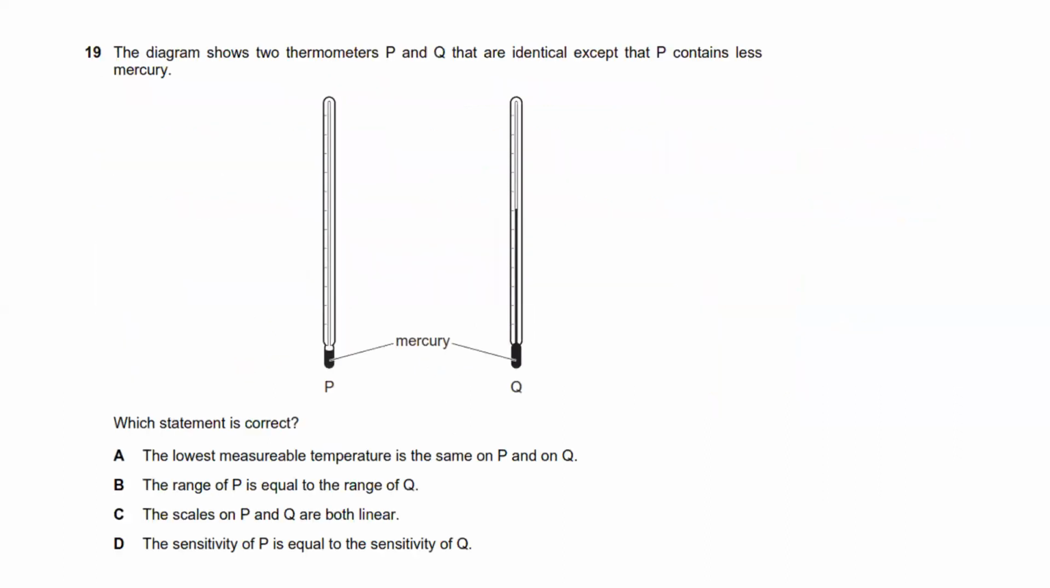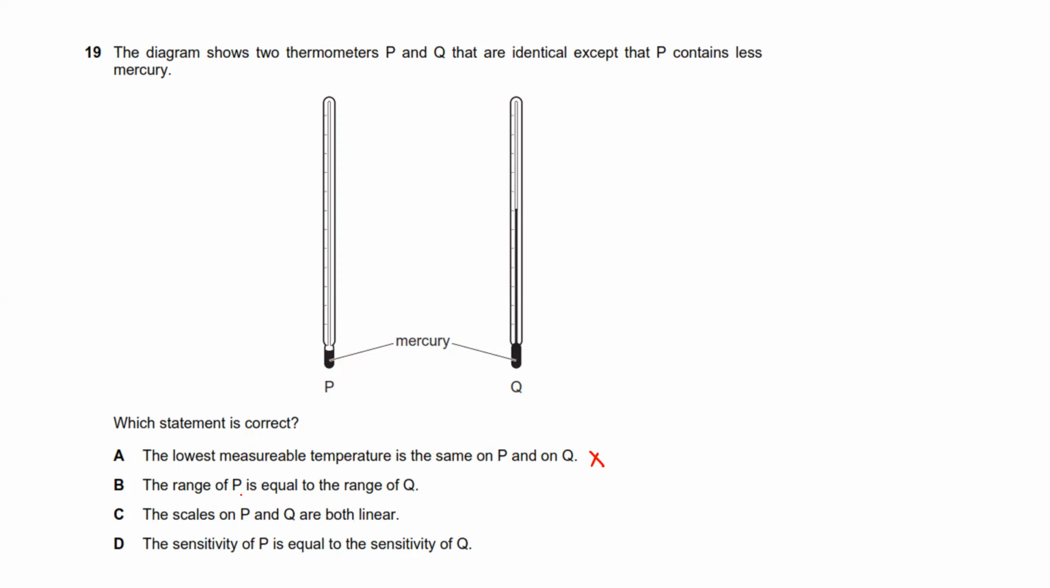Next question, question number 19. It's another question related to thermometers. It says the diagram shows two thermometers P and Q that are identical, except P contains less amount of mercury. So there is less mercury in P than Q. Which statement is correct? The lowest measurable temperature is the same on P and Q. No, that is not the case, because we have less amount of mercury. This will start to rise earlier.